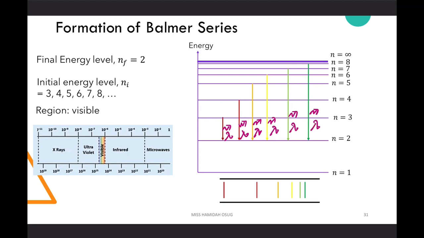Kesemua elektron ini akan drop pada n equals to 2, yang mana it will drop into the same region which is into the visible region. Okay, cahaya nampak yang mana ianya dapat dilihat pada line spectrum dengan warna-warna tertentu. Okay, so meaning to say Balmer series sahaja yang akan mempunyai warna di dalam line spectrum.